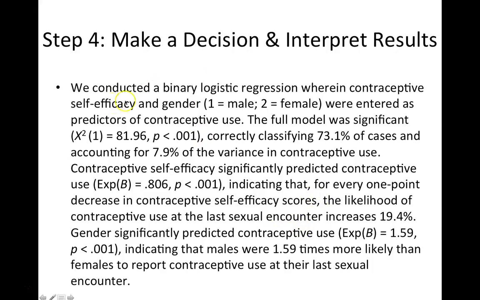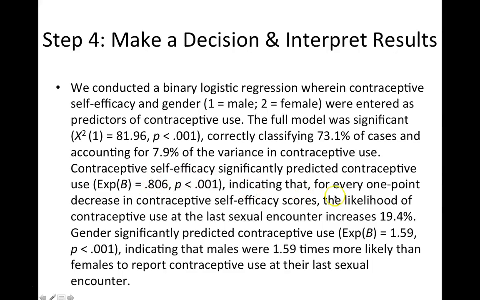In this situation, we would say we conducted a binary logistic regression wherein contraceptive self-efficacy and gender were entered as predictors of contraceptive use. Typically, you want to tell your reader how your categorical independent variable was coded. The full model was significant. This is all the full model statistics, correctly classifying 73.1% of cases and accounting for 7.9% of the variance in contraceptive use. You probably would want to indicate which pseudo R-squared, as they're called in logistic regression, that you're using, the Nagelkerke versus the Cox and Snell. Contraceptive self-efficacy significantly predicted contraceptive use, and this is our beta value, or exponentiated beta value here.